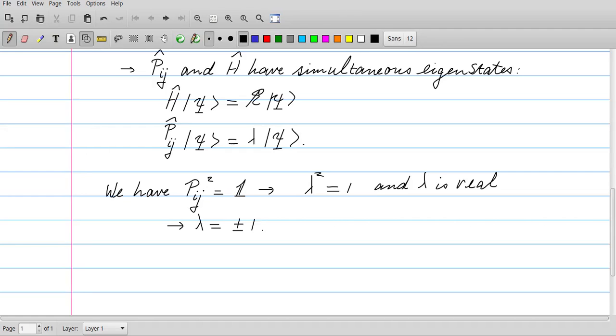And we have the following property for the Pij. If we apply it twice, we exchange i and j twice, so nothing changes in that case, and we are back at the unit operator. We haven't done anything if we exchange twice.